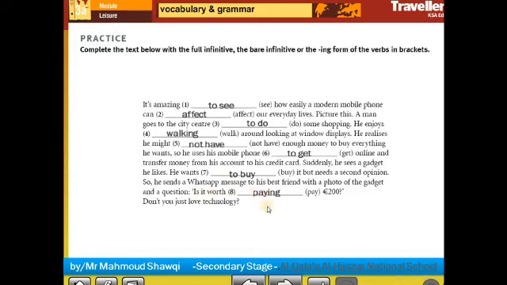This is the end of our lesson today. You have an exercise. It's an important exercise on your workbook, page 35.